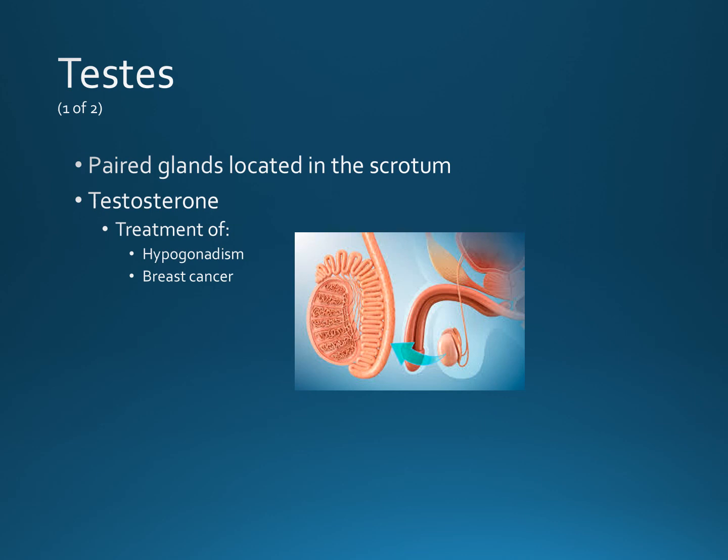And then the last gland we're going to talk about are the testes. These are paired glands that are located in the scrotum. Androgens are going to be the male sex hormones produced by these. So these, especially testosterone, are administered as replacement therapy when indicated. They can help treat hypogonadism, and sometimes they can actually treat some types of advanced breast cancer in females.